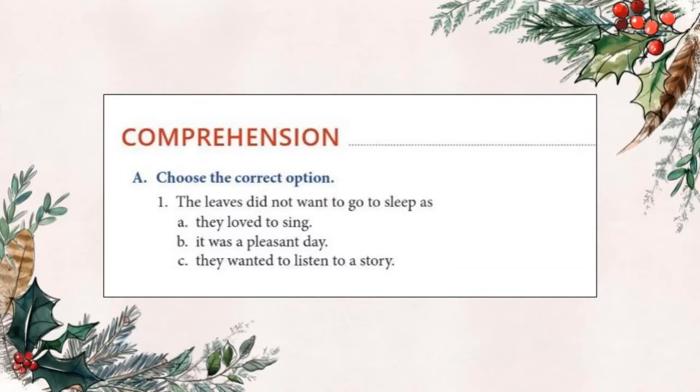Students, now let's do the first exercise, that is choose the correct option. Let us see the first one. The leaves did not want to go to sleep as. The given options are: they loved to sing, it was a pleasant day, they wanted to listen to a story. Which option is correct? Yes, you are right. It was a pleasant day. The leaves did not want to go to sleep as it was a pleasant day. So students, tick on the option B.